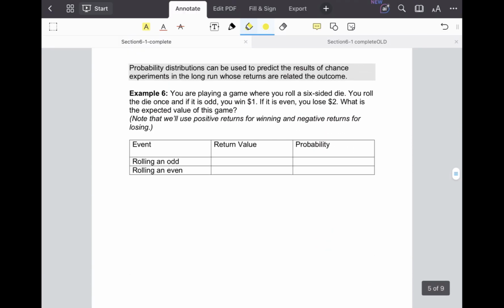Now this next part is looking at games of chance, and hopefully we'll demonstrate how these games of chance can be manipulated so that the house wins. Sometimes it's pretty obvious, sometimes it's not quite as obvious, but when we calculate this expected value, it gives us an idea of what would happen in the long run, and we can use that to make predictions of how much we would win or how much we would lose.